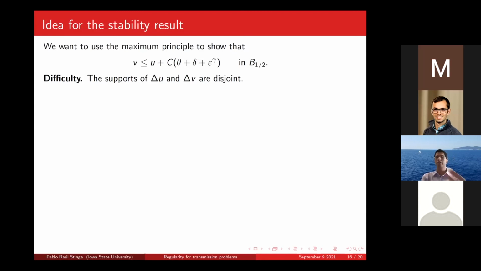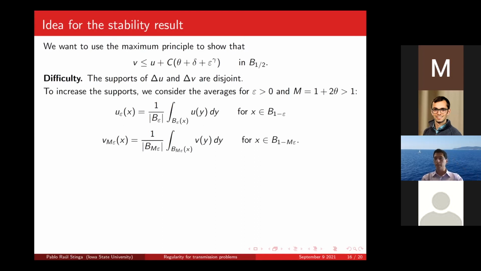So how do you do that? Well, you try to increase the support of these Laplacians, right? And to do that, we do the averages. So we look at U and we do the average in a ball of radius epsilon. And we look at V and we do the average of V in a ball of radius m epsilon, a little bit bigger.